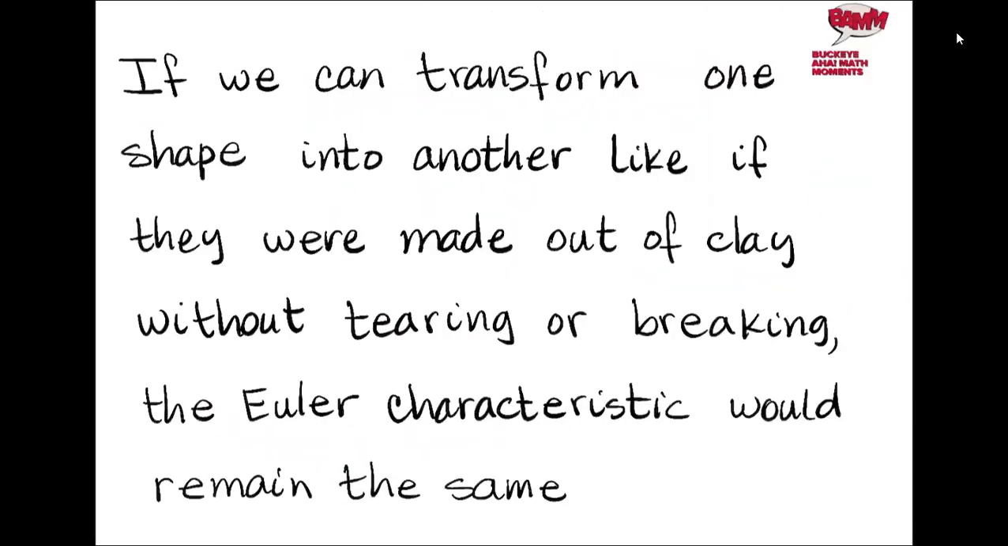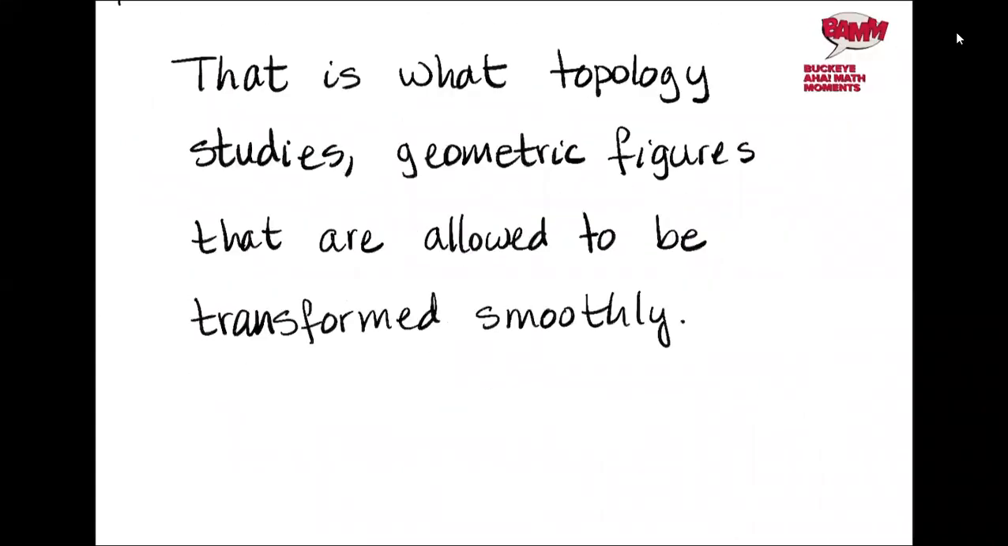If we can transform one shape into another, like if they were made out of clay, without tearing or breaking, mathematicians found that the Euler characteristic remains the same. That is what topology studies, geometric figures that are allowed to be transformed smoothly.